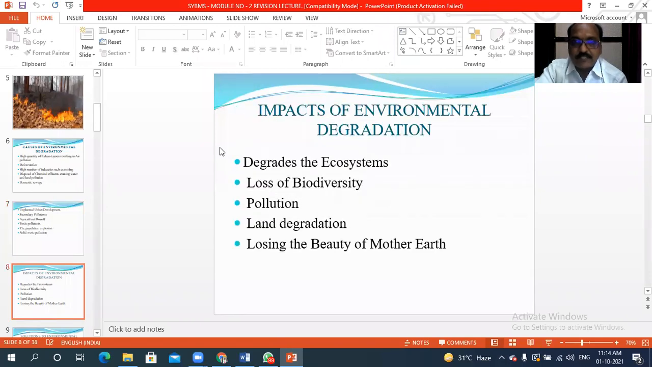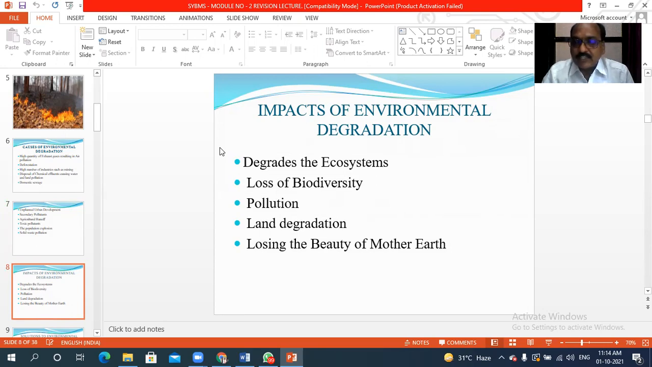So after that, dear students, when the environment is getting polluted or degraded, what will be its impact? You see, dear students, its impact will be on the ecosystem. The ecosystem of the environment will collapse and its balance will be disturbed. Then loss of biodiversity and pollution problems. It may be air pollution, land pollution, noise pollution, and water pollution. That pollution problem will be major.